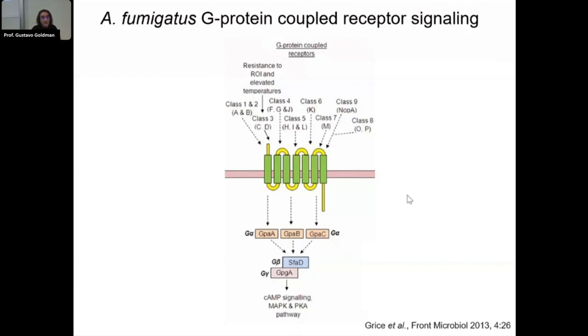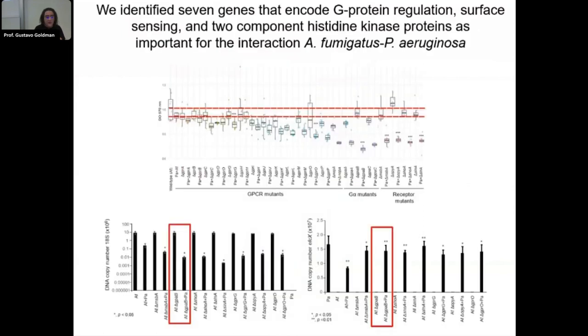Okay. And we decided to screen all the G alphas because the G gamma and G beta mutants are very sick. We have all the deletions of these genes. And we also decided to add to this screening other receptors that we have in the lab. We have 3 receptors and a histidine kinase that also works as a receptor.